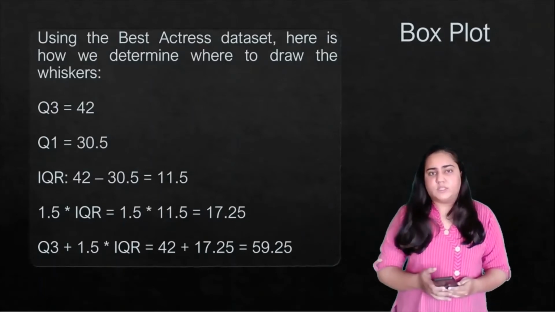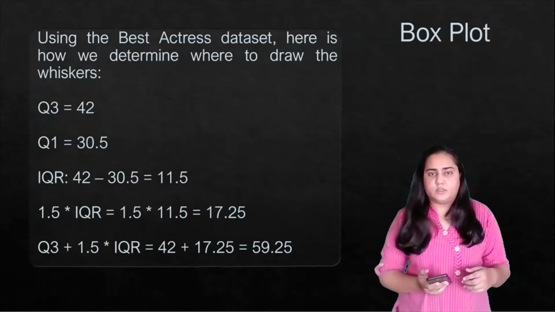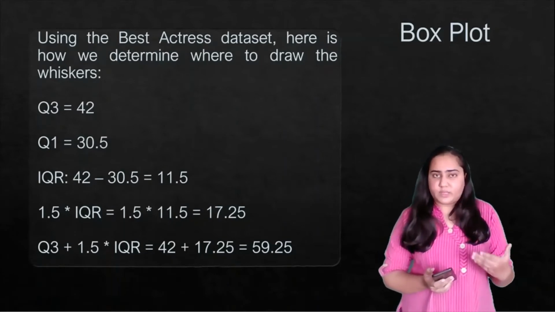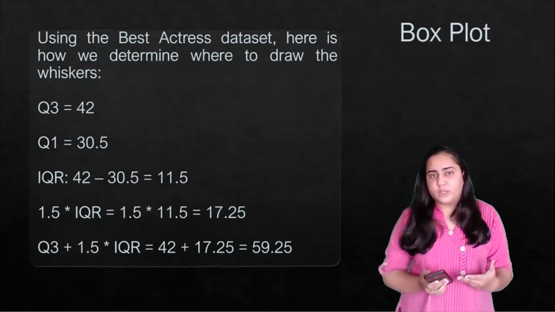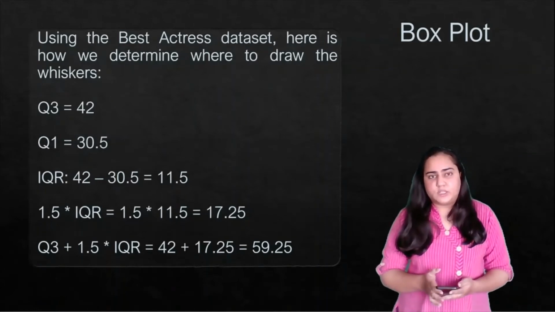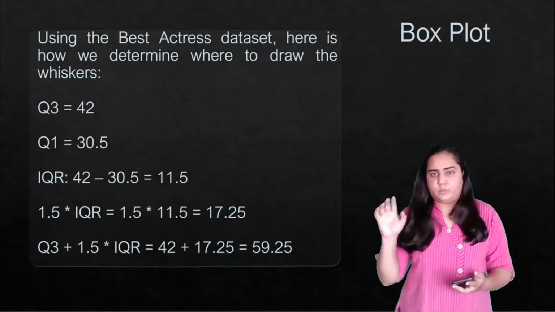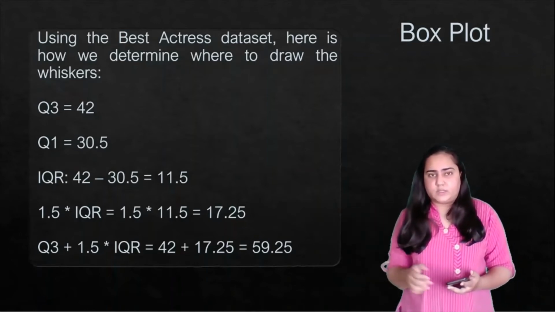We are going to use the Best Actresses data set. These are the actresses who won the Best Actress Award in the Oscars from 1970 to 2013. And we are going to create whiskers on our box plot using this data.